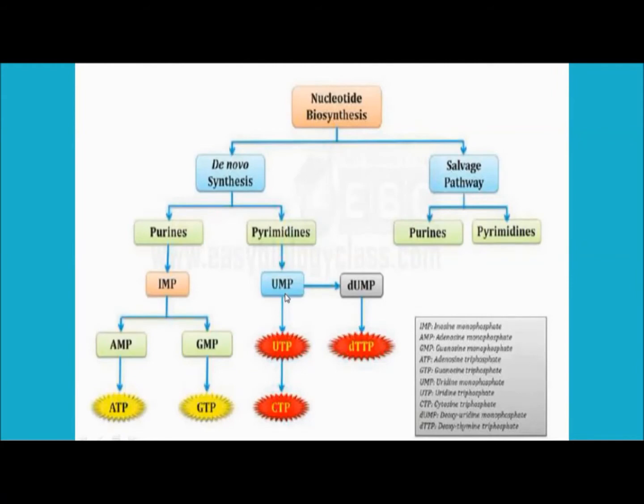Similarly from the pyrimidine, if you are getting the UMP, it is nothing but the uridine monophosphate. So it gets converted into the dUMP, which is also known as the deoxyuridine monophosphate. From here you are going to get the dTTP, the deoxythymidine triphosphate, whereas from this UMP you are going to get the UTP, it is nothing but the uridine triphosphate, and from here you are going to get the CTP, basically the cytosine triphosphate. So you are getting everything here. Actually you can see cytosine, uracil, thymine, everything here, as well as adenine and guanine, right? So this is the basic pathway, how it takes place.